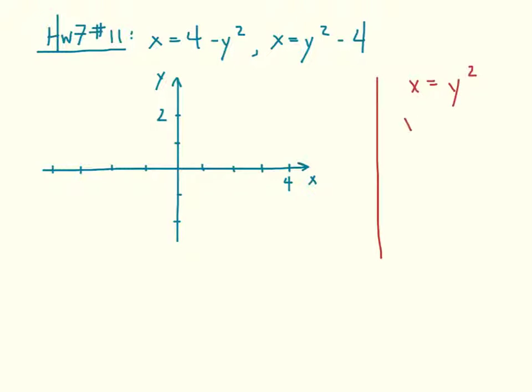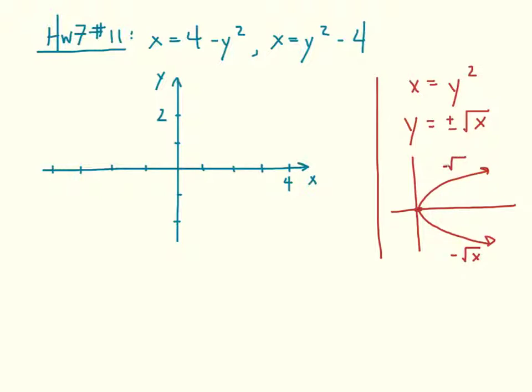So if I solve for y, I get two answers really, right? I get y equals plus root x and y equals minus root x. And I know what both of those look like. Square root of x looks sort of like that. Minus square root of x should be the mirror image of that underneath the x-axis. And so what we end up with is essentially a sideways parabola, which is kind of what you would expect, because it looks like the equation for the parabola y equals x squared, just with the letters switched around, right?